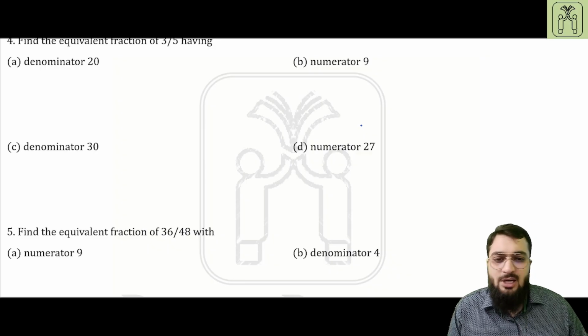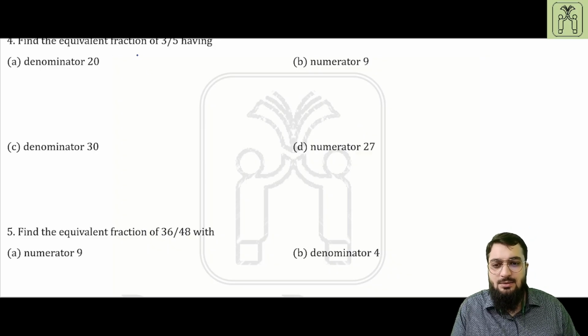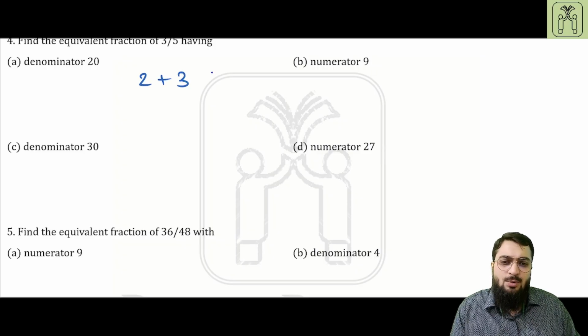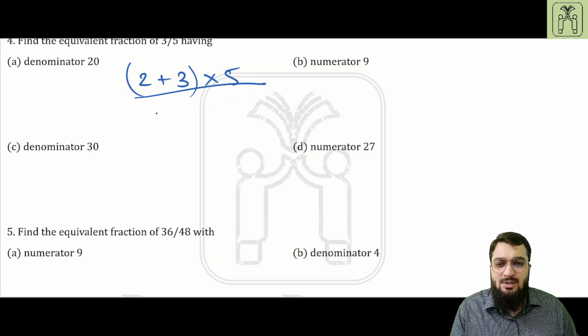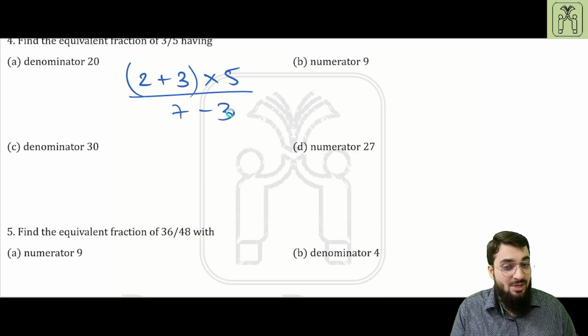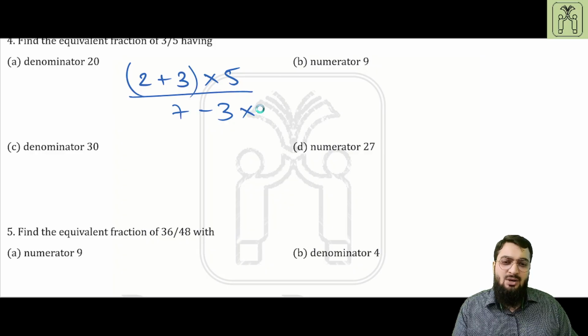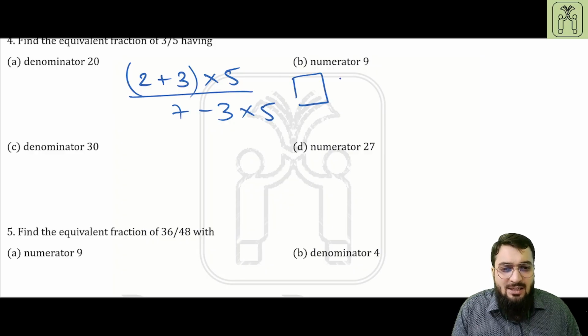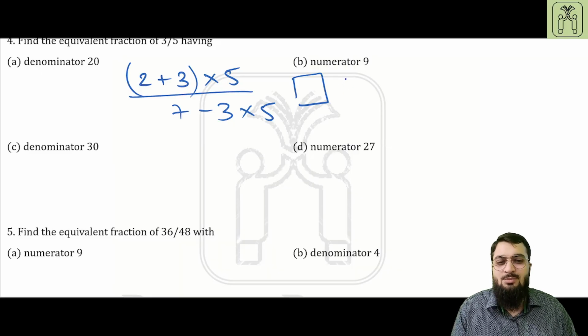Okay, so I'll write the equation such as 2 plus 3 bracket into 5 upon 7 minus 3 into 5, and I will just write a box over here. Equal to, not equal to, does not matter. I just need to make you understand what is cross multiplication.